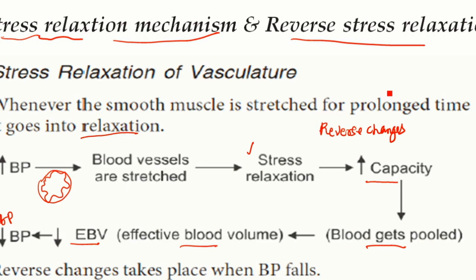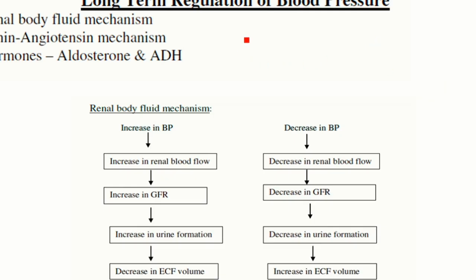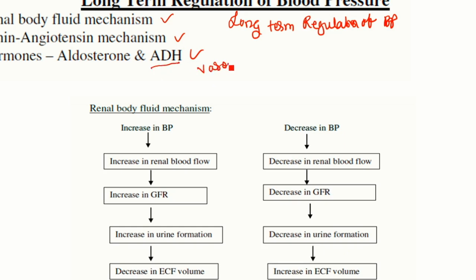Okay, so now coming to long-term regulation of blood pressure. Long-term regulation of blood pressure is done under how many headings? Renal body fluid mechanism, renin-angiotensin mechanism, and hormones like aldosterone and ADH. What is the full form of ADH? Other name of ADH? Vasopressin. Very good. So if the examiner asks how BP is controlled by long-term mechanisms, you have to tell these 3 methods.